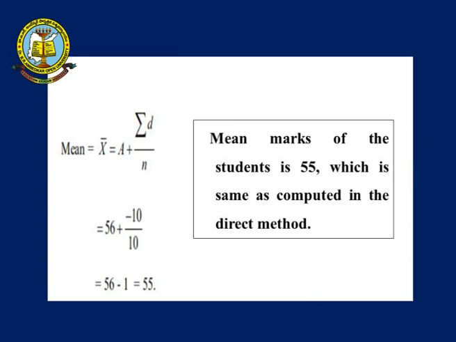That value becomes what? Minus 1. Okay, 56 minus 1 is equal to 55. The mean mark of the students is 55, which is the same as in the direct method. The direct method also gives the same result. So only one thing I can say here: whenever your values increase and the number of observations keeps increasing, it is better to use the shortcut method. But both methods give the same answer.